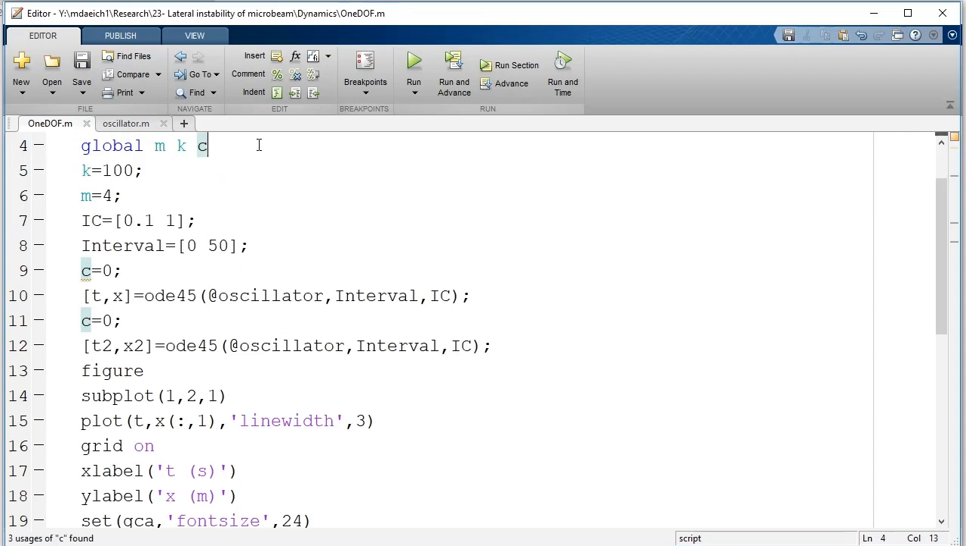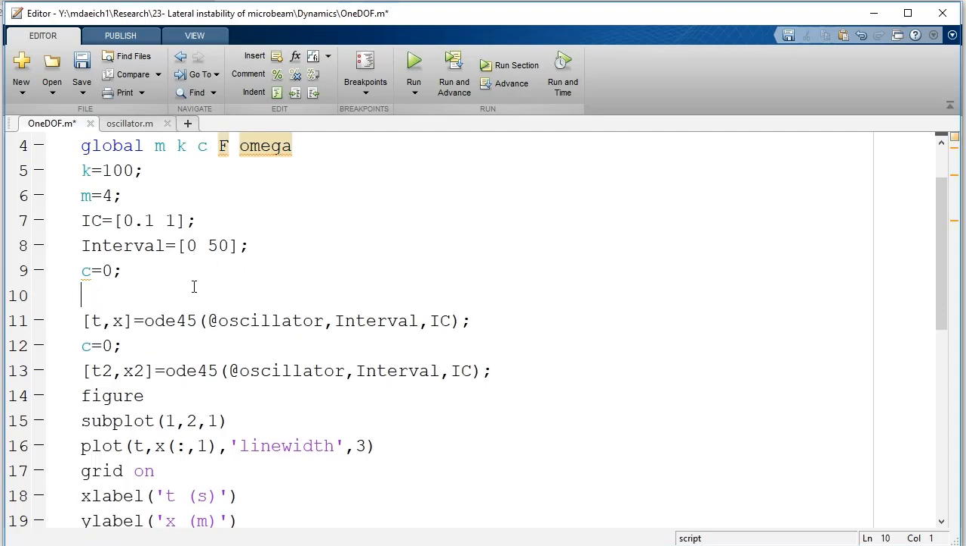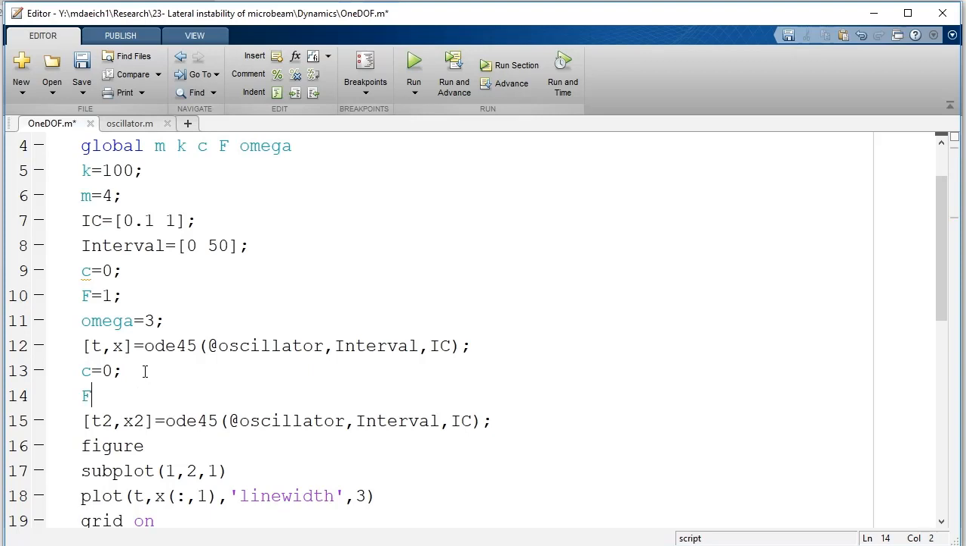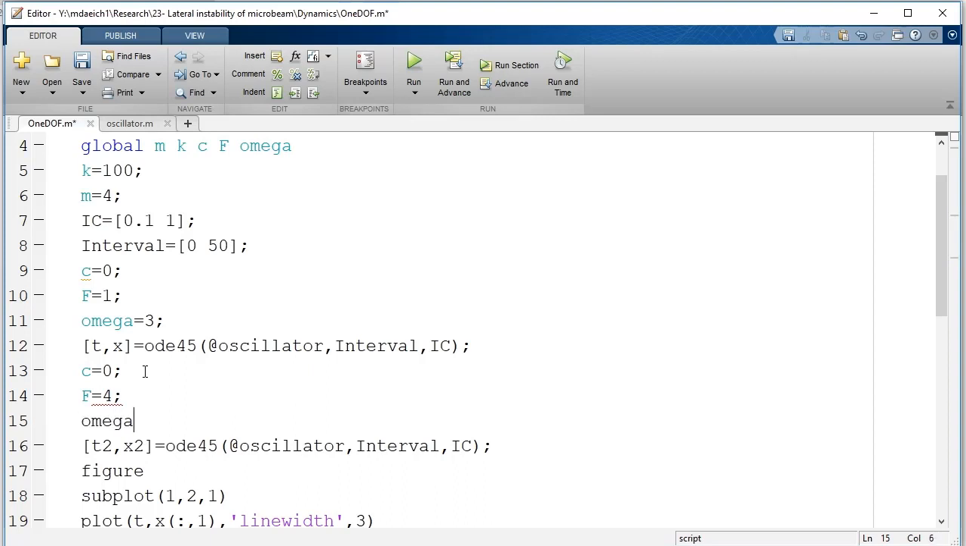Go back here and do the same thing here. So F and omega. Let's give a value to these quantities. Because we are having two subplots, let's see how the response would change if we increase, for example, the value of F. So let's solve at the beginning with F equal to 1, for example, and omega equal to 3, for example. And in the second case here, let's solve with F equal to, let's say, 4, and same omega equal to 3.